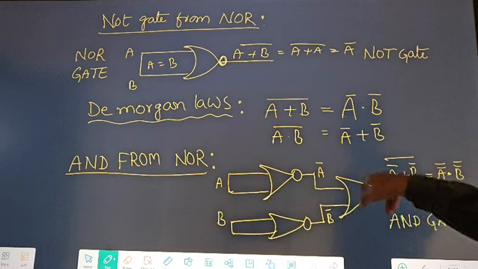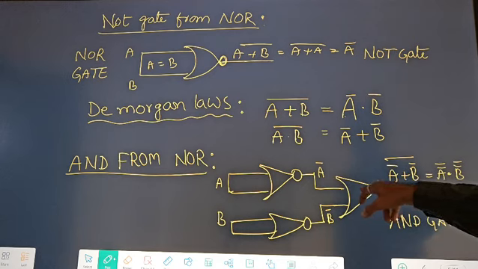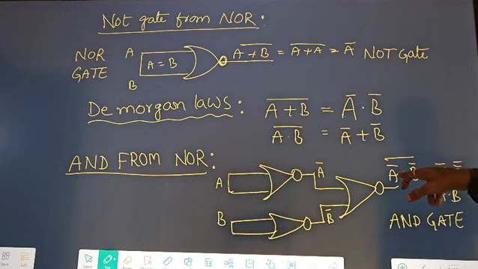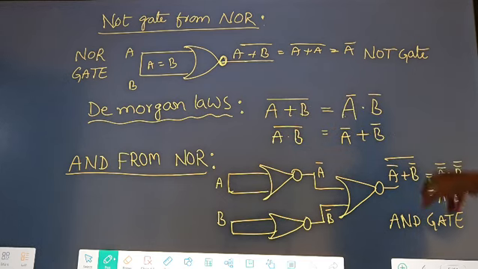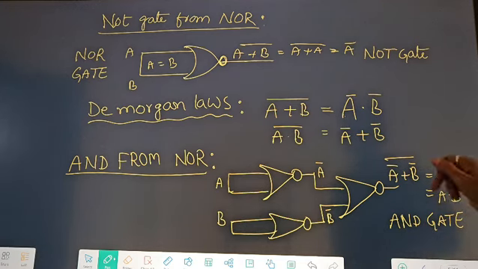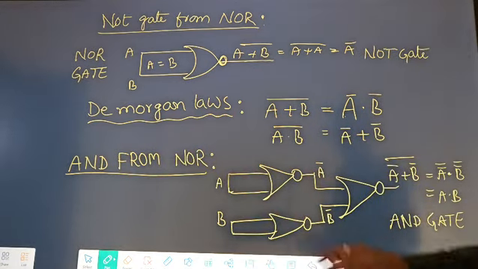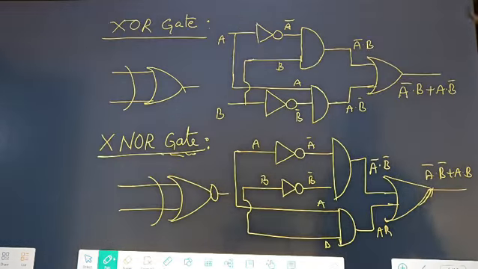It is again a NOR gate. So A bar, B bar, A bar plus B bar. Here NOR is there, NOT is there, again bar you will get. So according to De Morgan laws, A plus B bar is A bar dot B bar. In the similar manner, A bar bar dot B bar bar, you will get A dot B. That is the AND gate. So you can get an AND gate from a NOR gate. So this is a very useful usage. Next.